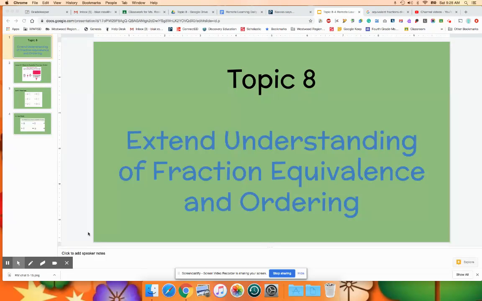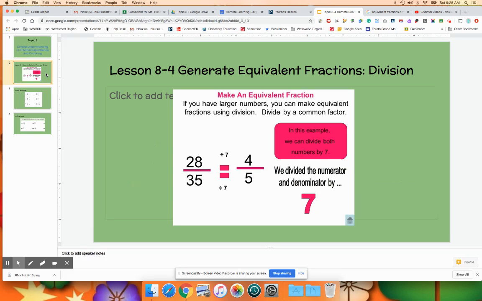We're continuing with our review of topic 8. We're moving on to 8-4. Just building upon what you did yesterday, making equivalent fractions where you multiplied, today you're going to divide. The only thing to realize when dividing to make equivalent fractions is that you can't just pick any number like you could yesterday with multiplication.